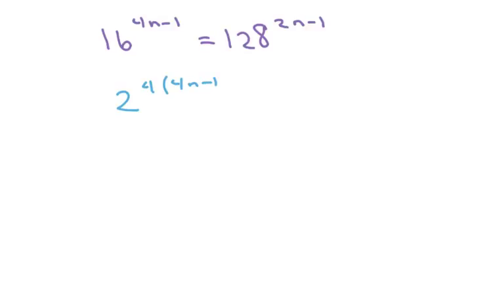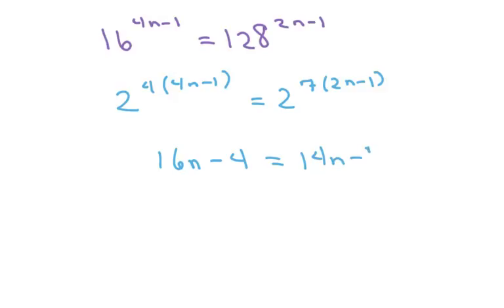Okay, and the last one is going to be 16 to the 4n minus 1 equals 128 to the 2n minus 1. I'm going to change my base to 2. 2 to the 4th is 16, and 2 to the 7th is 128. Make sure you know your 2 powers. You get 16n minus 4 equals 14n minus 7.